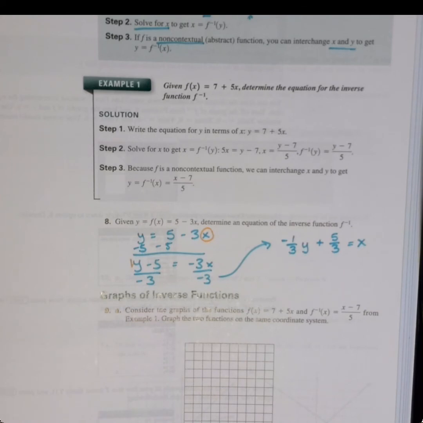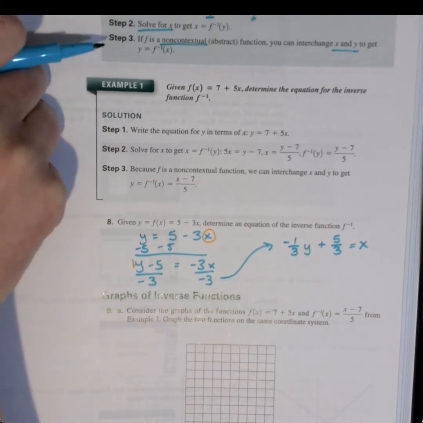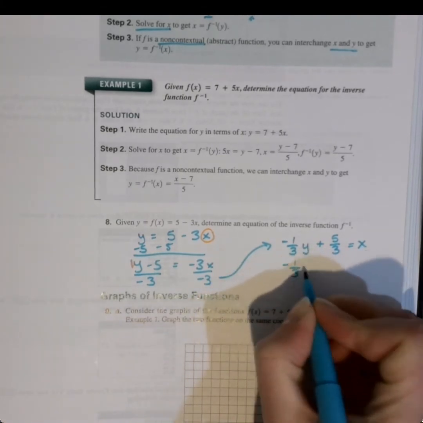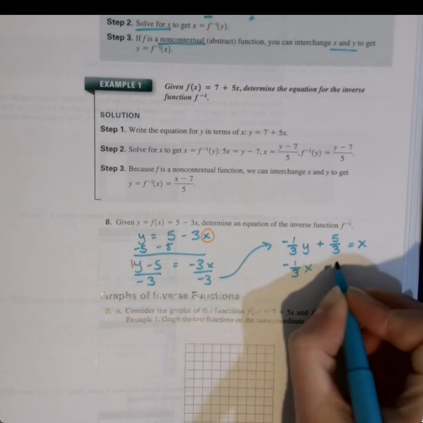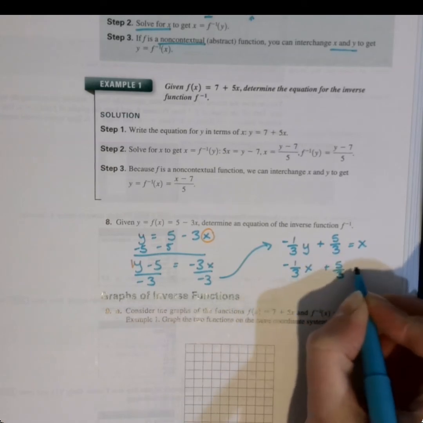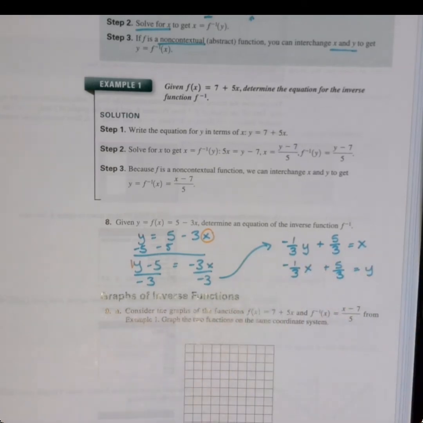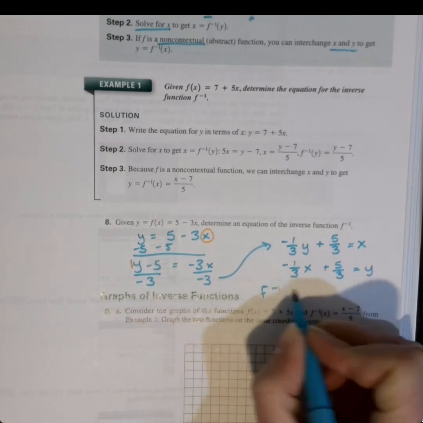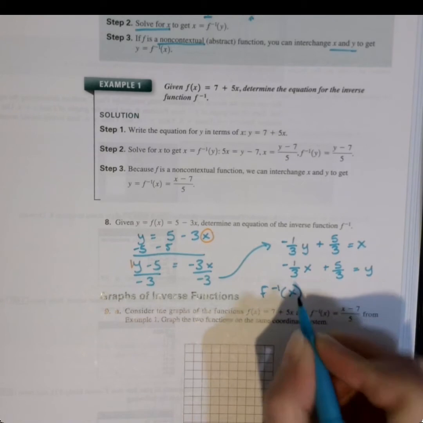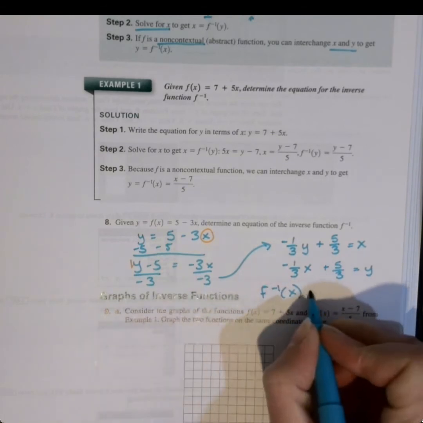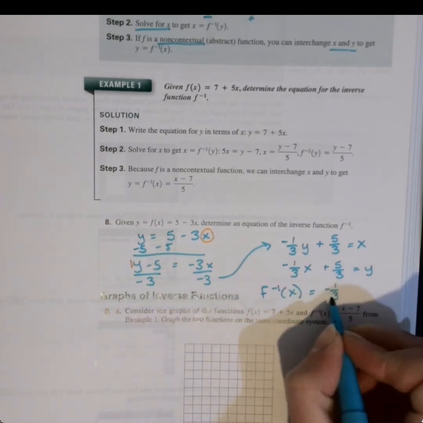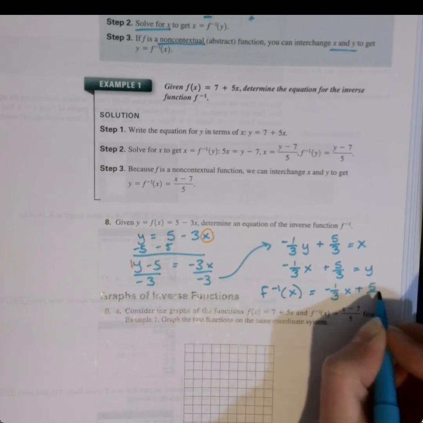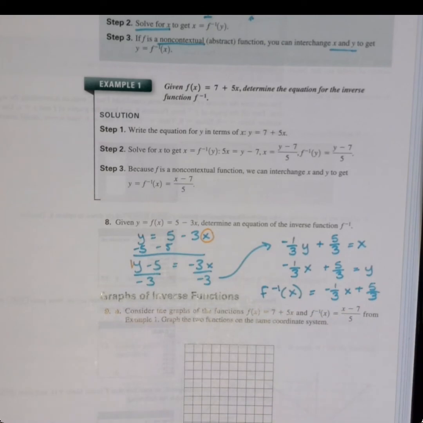Step 3 is going to switch the letters and get it into function notation. So if I switch the letters, this will be 1/3 x plus 5/3. I didn't say the negative out loud, I meant negative 1/3. And then we're going to rewrite it in function notation. So instead of calling it y, we're going to go back to the name f, but now this function is f inverse of x equals our negative 1/3 x plus 5/3. And that is our inverse function.